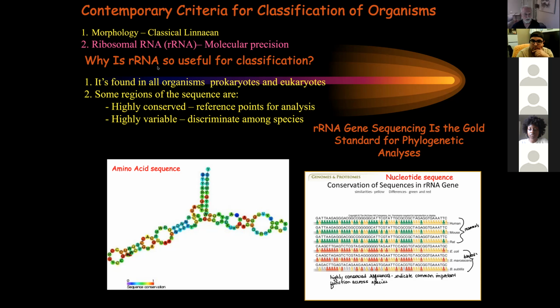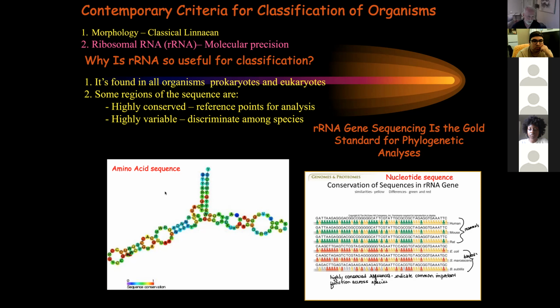Why is ribosomal RNA so useful? Well, it's unusual in that it's found in all organisms, from prokaryotes to archaea to eukaryotes. They all have ribosomal RNA. It's because they all do protein synthesis, so they need ribosomes. Some sequences, regions of the sequence are highly conserved, and some are highly variable in the same molecule.